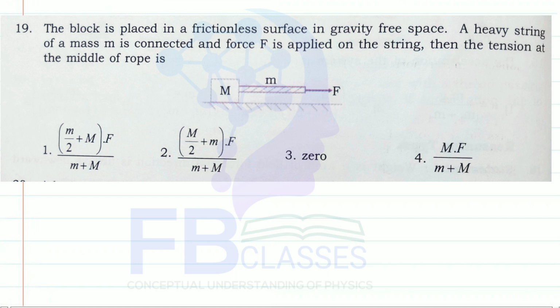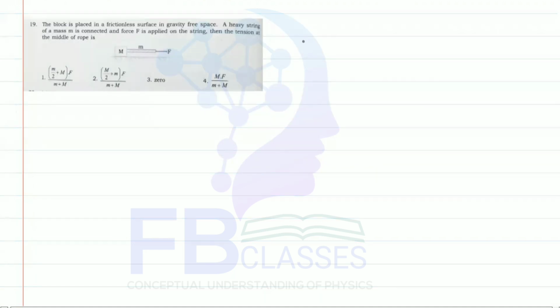Okay, my dear students, I am going to read the question. The block is placed on a frictionless surface in a gravity-free space. A heavy string of mass small m is connected, and the force F is applied on the string. Then the tension at the middle of the rope is? So here we have to find the tension at the middle of the rope. For that I am going to draw the free body diagram. This is a block, its mass is capital M, and this is a rope. Here the force F is also acting.